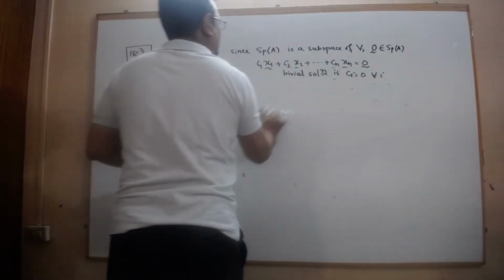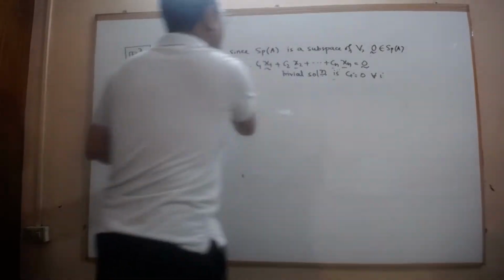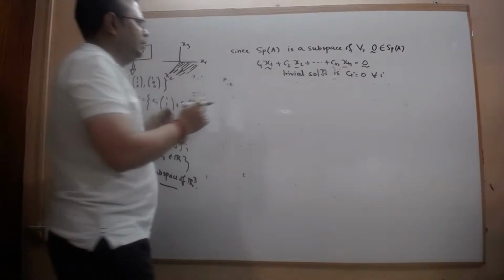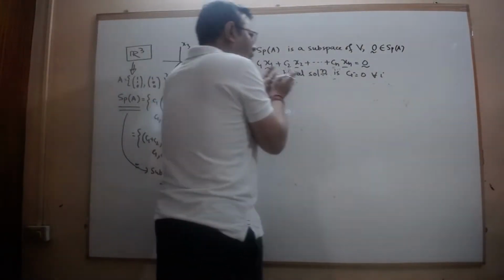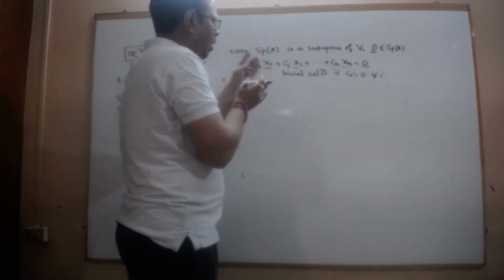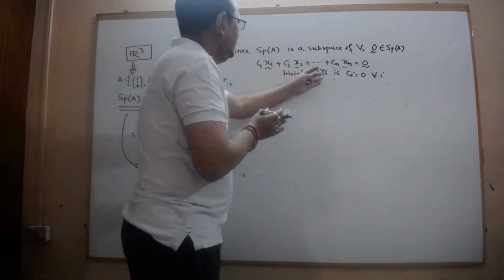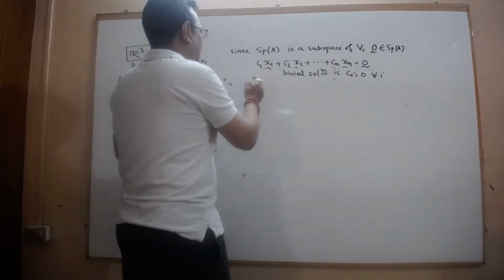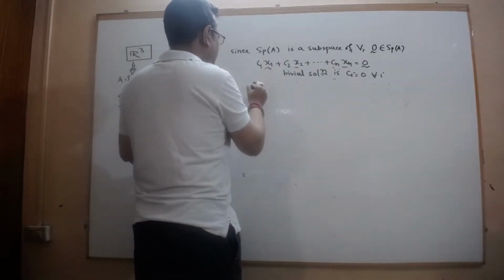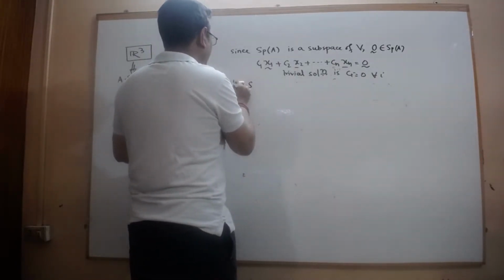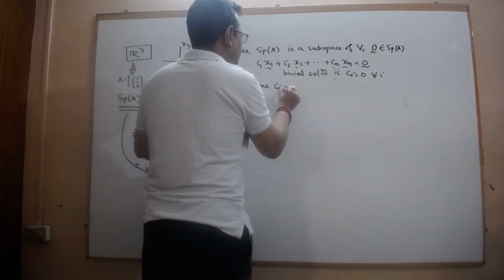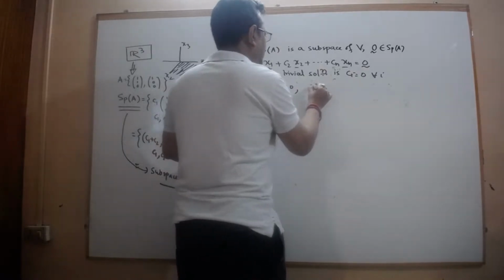So this is a trivial solution. So now the question is, is it the only solution? That means the only way is all Ci are 0 that this case happens, or for some Ci non-zero, this thing is happening.